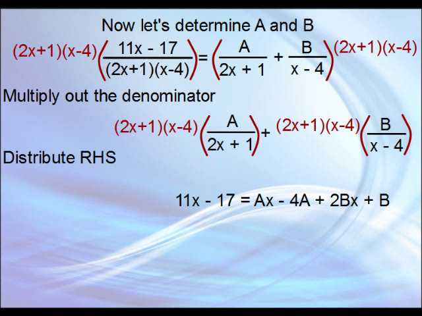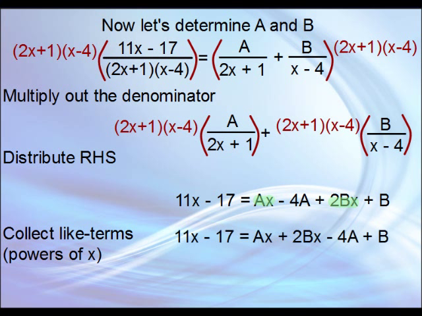Alright, now let's go ahead and collect our like terms, but when we do this, we're going to be doing it according to the powers of x. You'll note that this has an x and this has an x. So these two groups will collect together, and as far as the other two is concerned, neither of these have an x, the negative 4a nor the b. So you're seeing that here together.